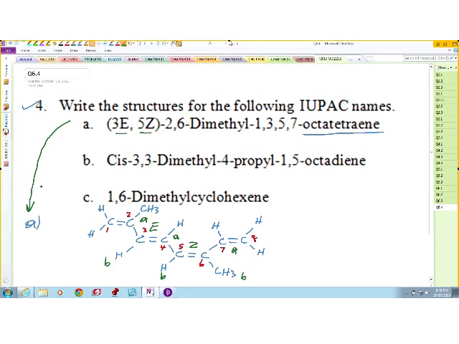Okay. Let us do B. Now this is 3,3-dimethyl, 4-propyl, 1,5-octadiene. What is the base name here? Octadiene, 8 carbon atoms. So here we have double bonds in position 1 and 5. And they also say cis.